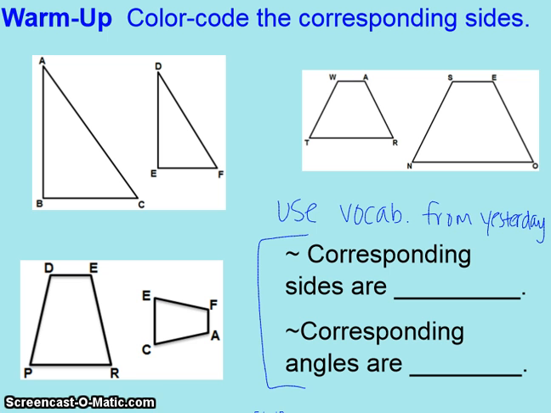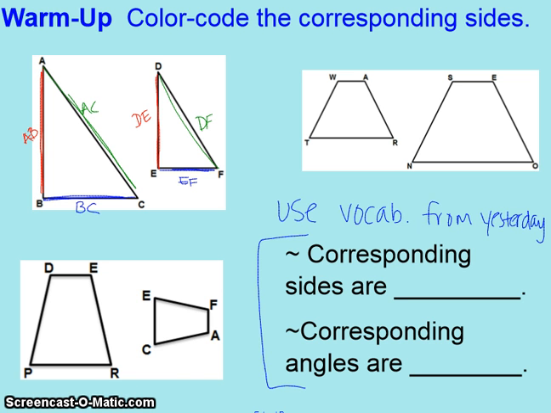Alright, let's go over your warm-up really quickly, just so that we know that we got them correct if I didn't get to you. So let's color code our corresponding sides. I know that side AB corresponds to side DE. I know that side BC corresponds to side EF. And I also know that side AC corresponds to side DF, because those are all located on the same sides on my smaller triangle.